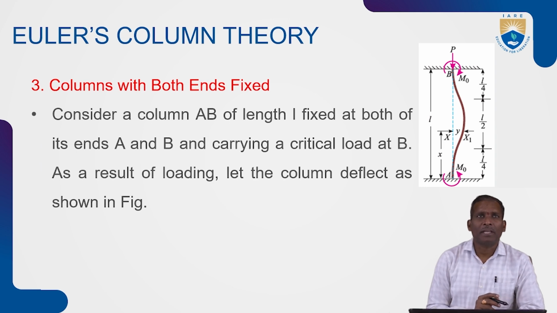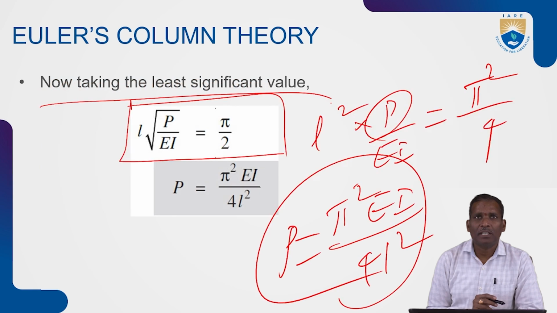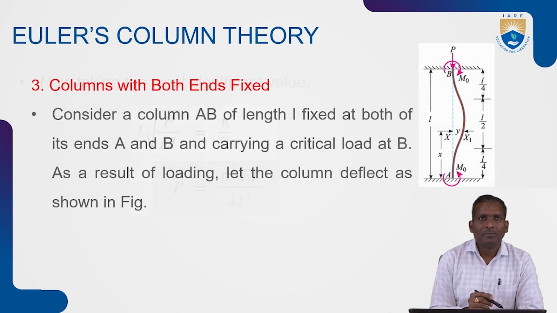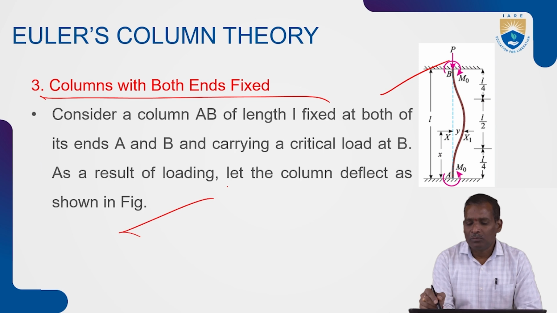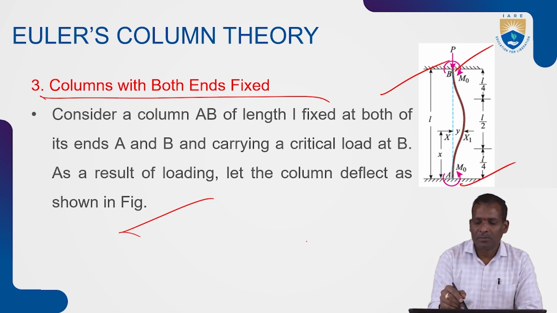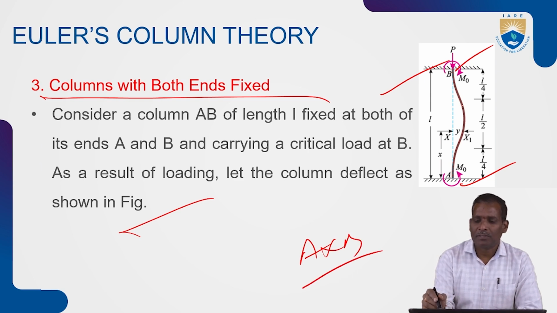Next, the third one is columns with both ends fixed. In the previous case only one end is fixed and the other end is free, but in this condition both ends of the column are fixed. So again, in the same manner, you have to derive the equation. See, in the figure shown, both ends are fixed. Initially A, X, B. After bending, A, X1 and B.